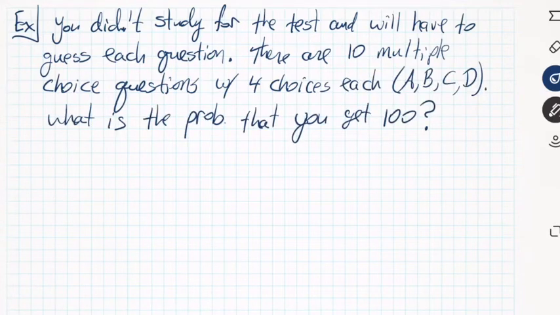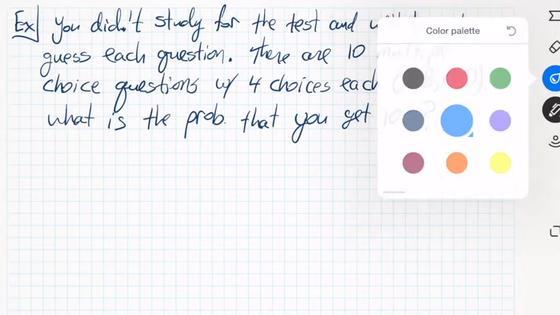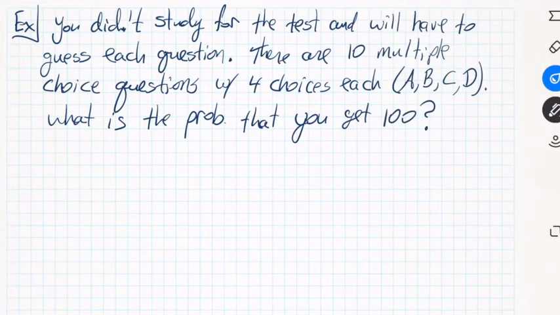I bet this has happened to some. You didn't study for the test and you're going to have to guess at each question because you have no clue what's going on. There are 10 multiple choice questions on this test with 4 choices each, A, B, C, and D. What is the probability that you're going to get 100 on this test? So when we do this, we have to kind of break down because you don't see the word and in here. So you kind of have to imagine. You're going to guess on question number 1 and guess on number 2 and guess on number 3 and so forth and so on. So the and is there, it's just kind of hidden.